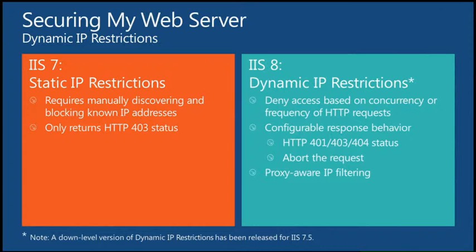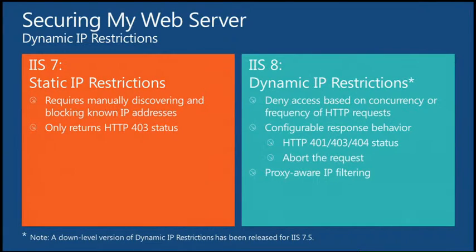So in IIS 7, we had static IP restrictions where you could manually set up some restrictions to block IPs that you saw were hammering your server. That was a challenge because you had to figure out what set of IPs those were yourself. You could go through IIS logs and things of that nature, but it was a fairly manual process and a little bit labor intensive to set that up properly and keep it tuned all the time.